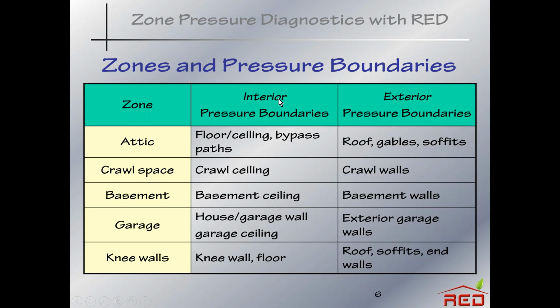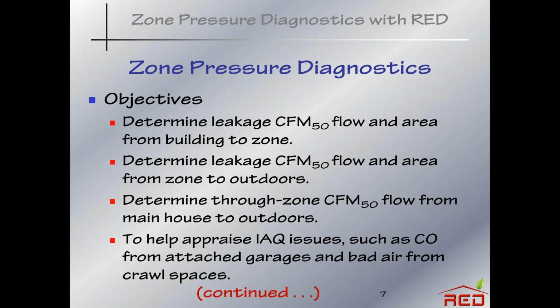If we look at attics, you can see the interior pressure boundaries. This is a floor ceiling, the floor of the attic, and their bypass paths, exterior pressure boundaries for the attic, the roof, the gable ends, the soffits, and so on right down through the chart to give you some idea of what ZPD can handle out in the field.